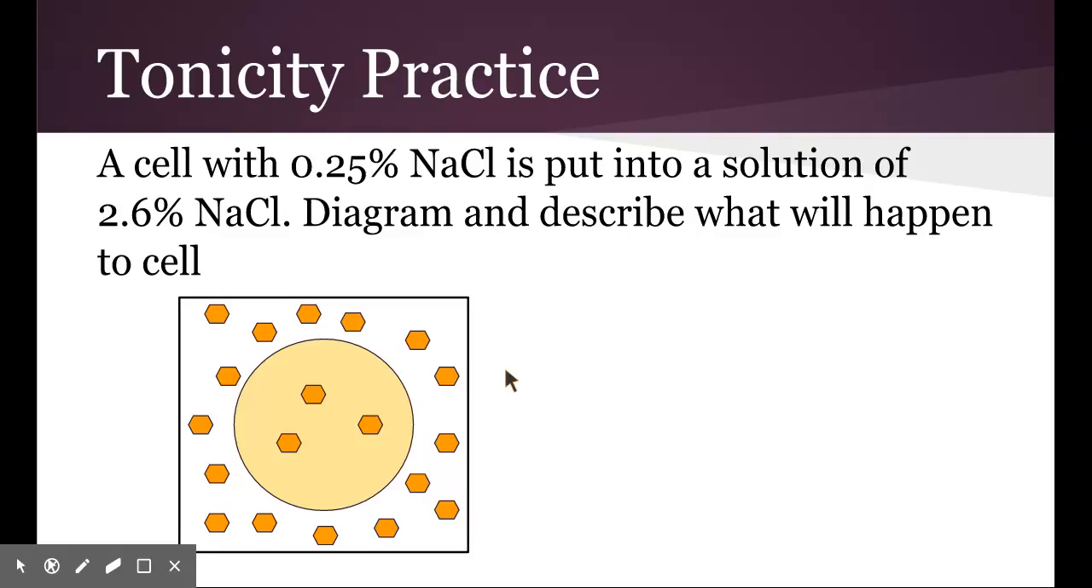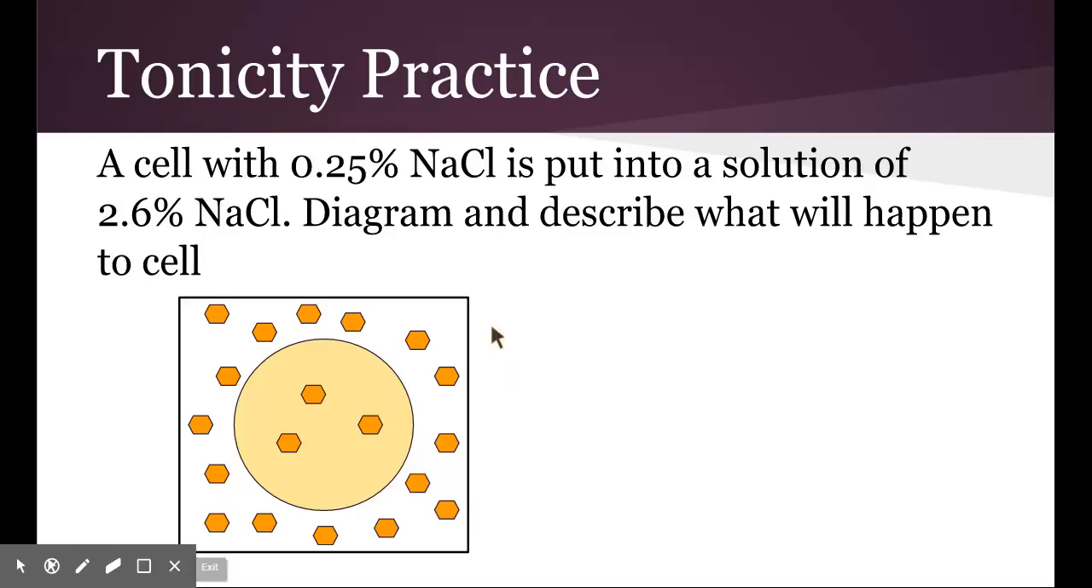So here is another example of a type of question you might see about this. A cell with a 0.25% NaCl is put into a solution of 2.6% NaCl. So first of all, don't get holed up on the names of the chemicals. Just think of it as stuff, solute. So there's 0.25% stuff on the inside, and there's 2.6% on the outside. Now we know NaCl is salt, so it's just telling us how much salt is inside and outside the cell.